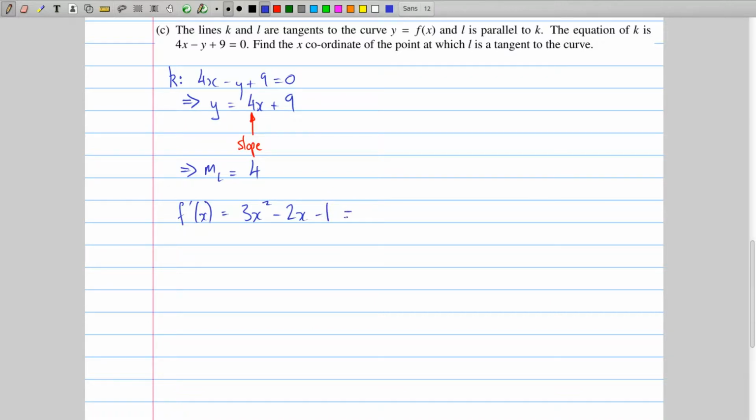And we know that that is equal to 4 because that's the particular case that we want to know about, where we have this line L, and the slope is 4. So when are the slopes of those two things the same, which is what happens when you have a tangent. If we solve this, we should be able to work out the x-coordinates where this is true. So we get 3x squared minus 2x minus 5 equals 0.